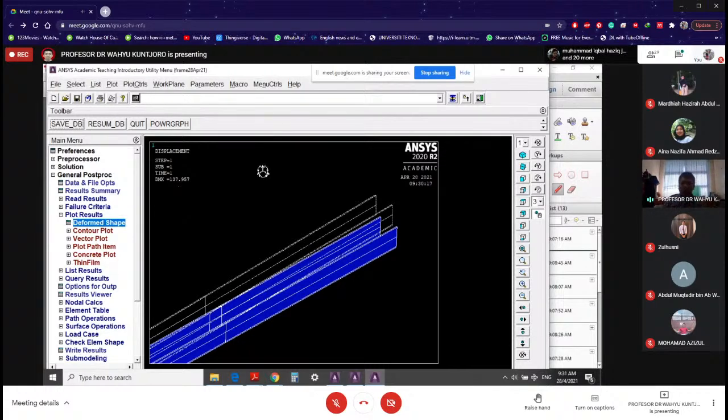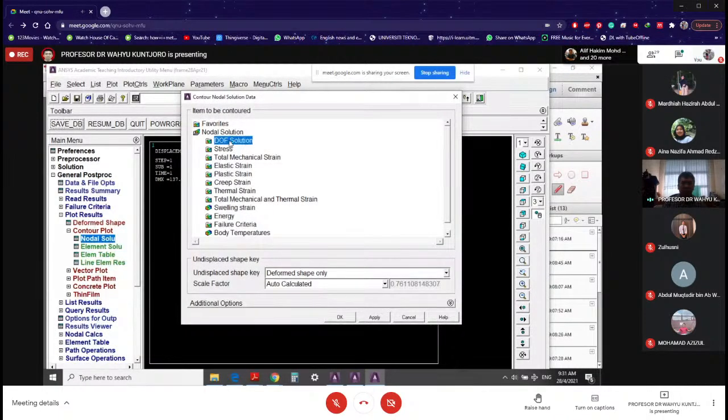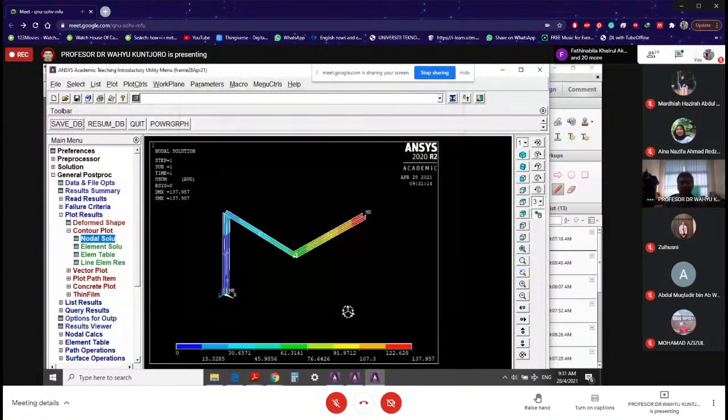So now let's go to a contour plot. We look now at the displacement from contour, degree of freedom, resultant. I click OK. So you see here, that is our distribution. So the red color here is the top maximum, which is 13.7 centimeter.